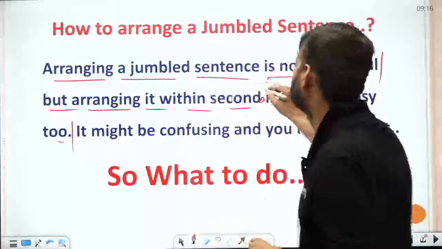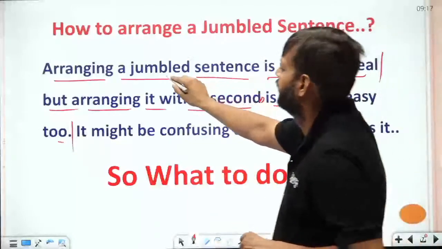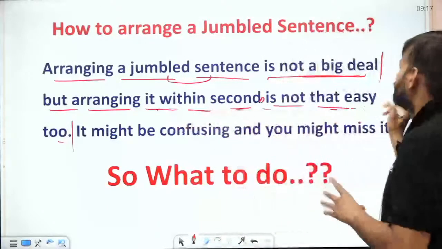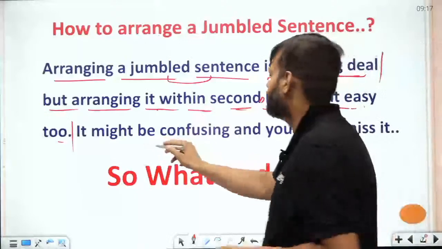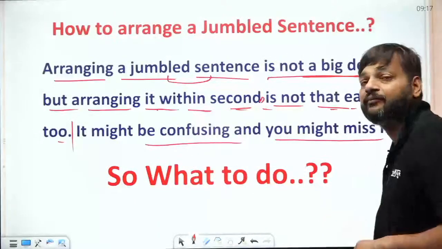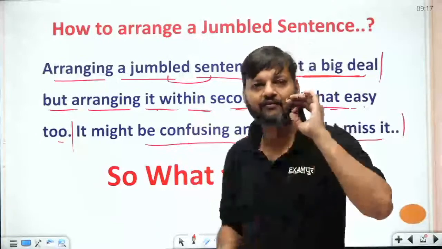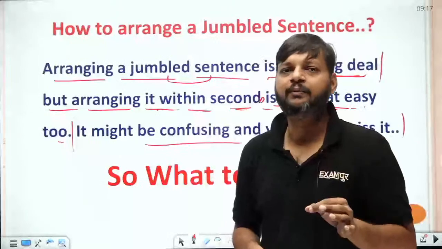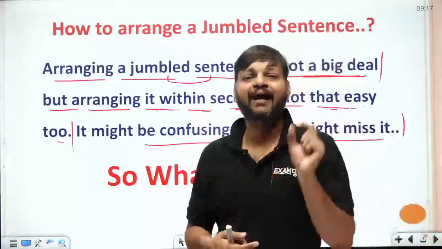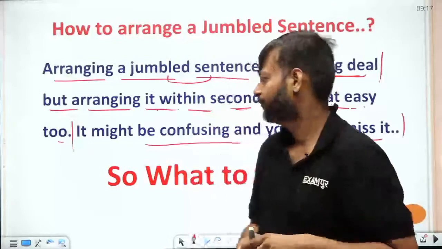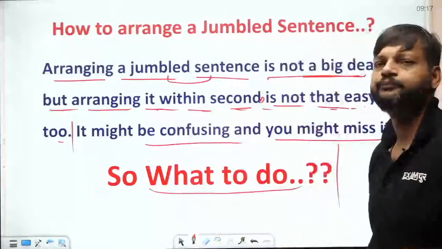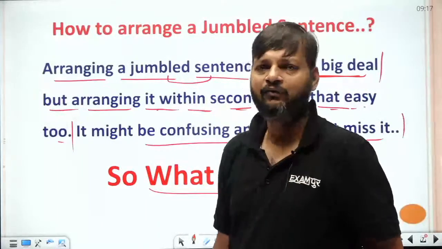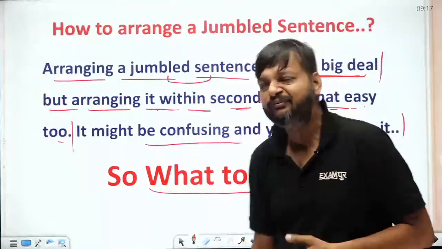So arranging a jumbled sentence is not a big deal. But arranging it within seconds is not that easy. It might be confusing and you might miss it. Okay? So this is the thing that you have to keep in mind. Solving a sentence jumble is not a big deal, but it might be confusing as you have to solve it within seconds. So what to do? What should we do so that we may not miss solving any sentence jumble or parajumble? Let's see.